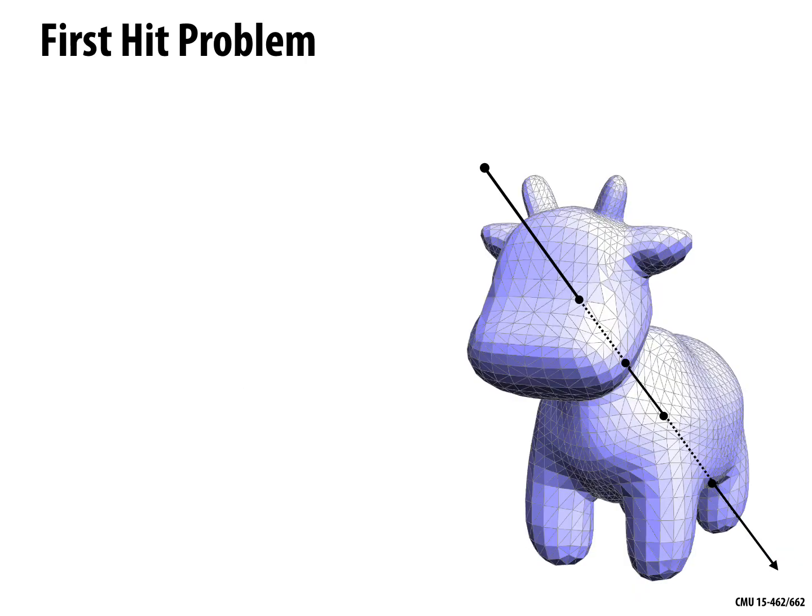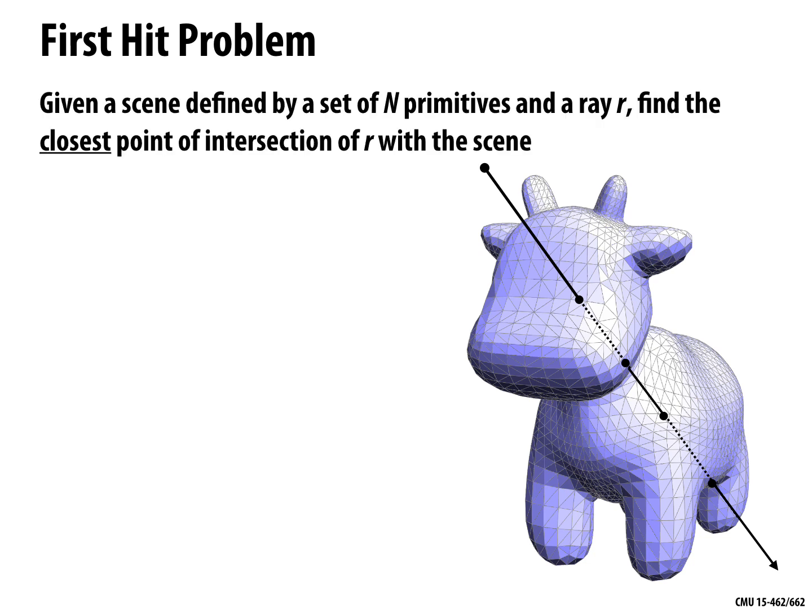But let's continue. Let's think about this bigger problem of not just considering a single triangle, but a large scene with lots of complexity. One version of the ray tracing problem is this first hit problem, which says, given a scene defined by a set of n primitives and a ray R, we want to find not just any point where the ray hits the scene, but the closest point of intersection with the scene. Here the ray hits the cow in 4 different places. We want to find the spot on his head. Find the first primitive the ray hits and the point where it hits.